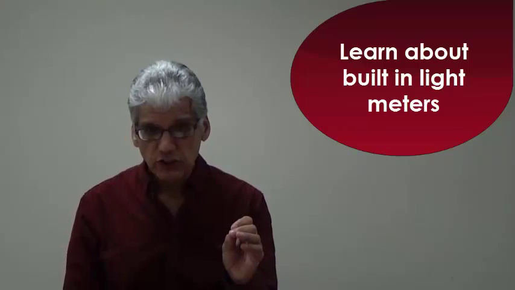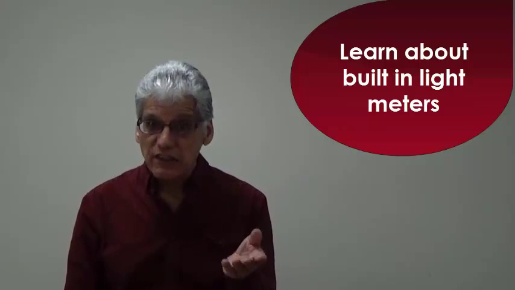We're also going to talk about that very mysterious built-in light meter. Did you even know that your camera had that thing, a little puppy inside the camera? It's called a built-in light meter. And to me, it's the number one problem in photography.